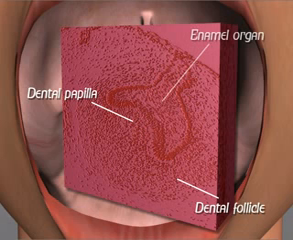Because the enamel organ sits on the top of the dental papilla like a cap, this stage of tooth development is known as the cap stage. The enamel organ, dental papilla, and dental follicle together constitute the tooth germ.